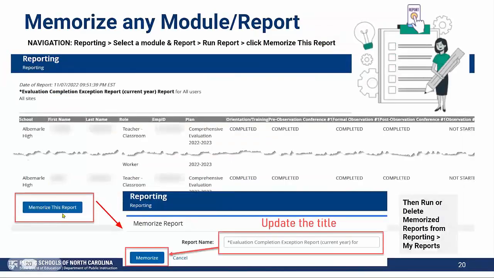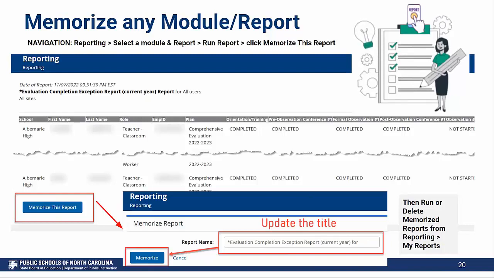Any one of those reports in that drop down, in that module drop down, you'll see this blue button, Memorize Report. And then you can go on the reporting tab to the next container down. You're going to see My Reports. So once you've memorized the report, you have the option to update the title. It's going to put the name of the report, and it's going to add the word for. For what? For 21, 22, 22, 23. You make sure you name your report so it makes sense to you. All right, and then you can run or delete reports from the My Reports page.